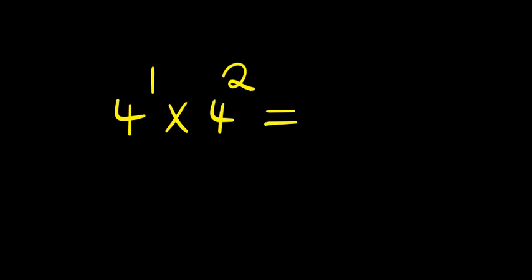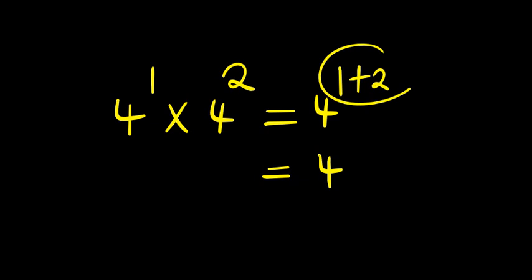Let's solve another one. Let's say I've got 4 to the power 1 multiplied by 4 to the power 2. So what is this one going to equate to? I'm going to have 4 to the power... What am I going to do to the powers? I'm going to add them. I'm going to have 1 plus 2, that gives me a 3.